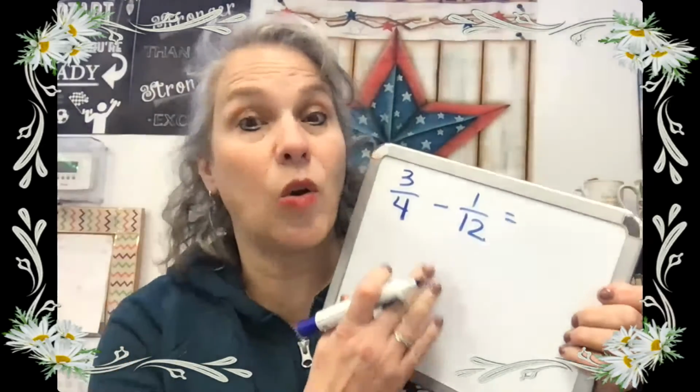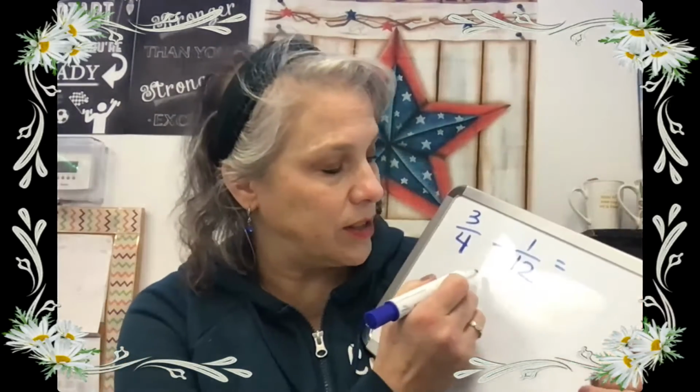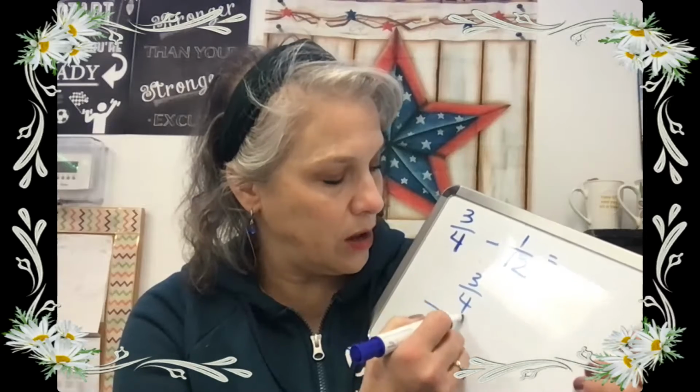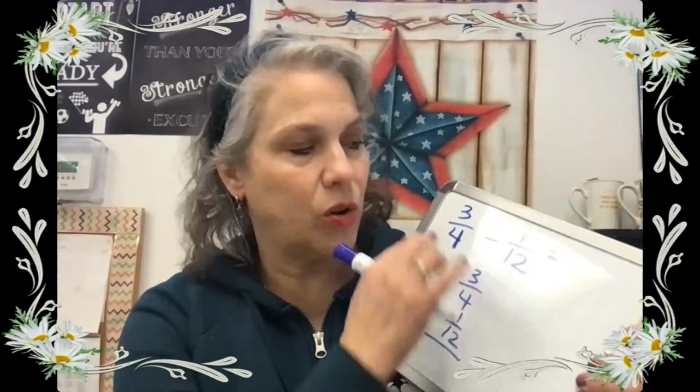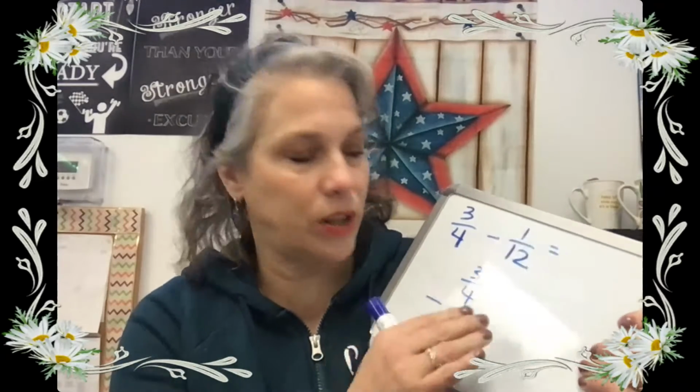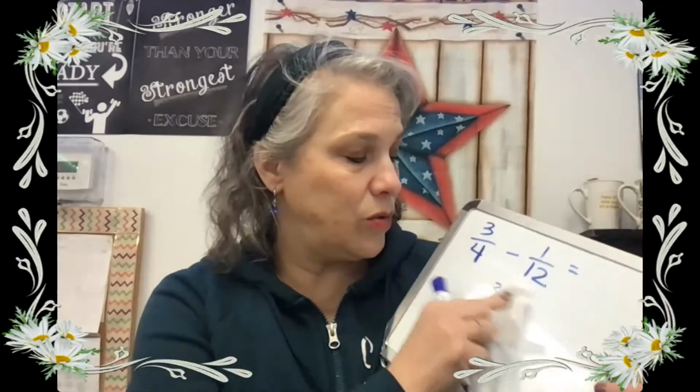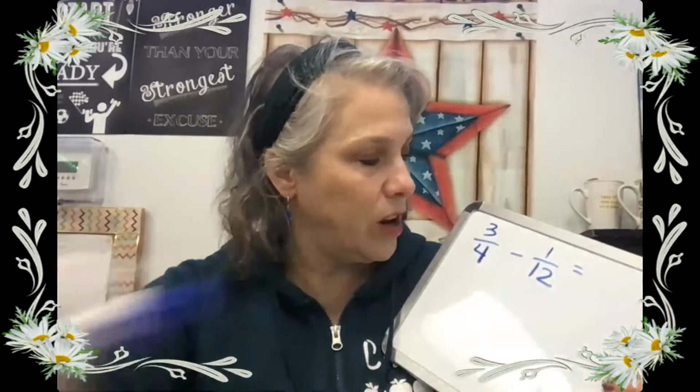For example, let's see, we have 3/4 minus 1/12. So here we go. We're going to do this horizontally. Now, this is the same thing as doing it this way. You can do it either horizontally or vertically, and you do it the same way. Just looks a little different.